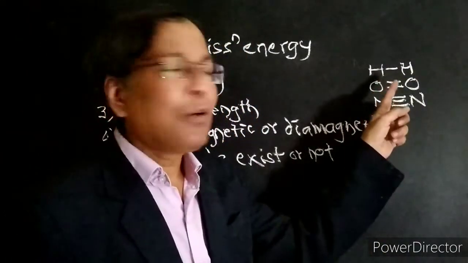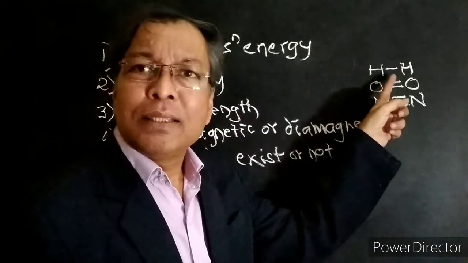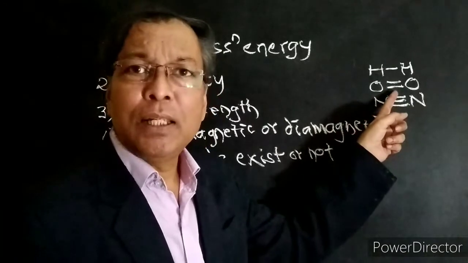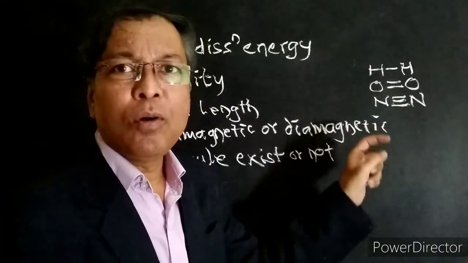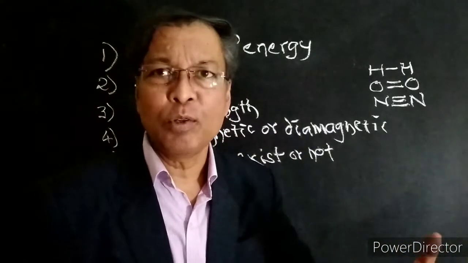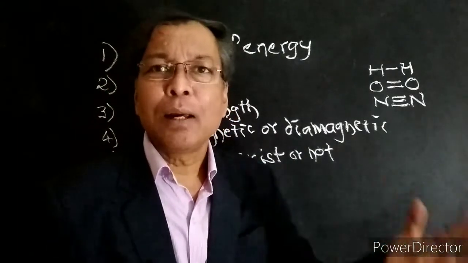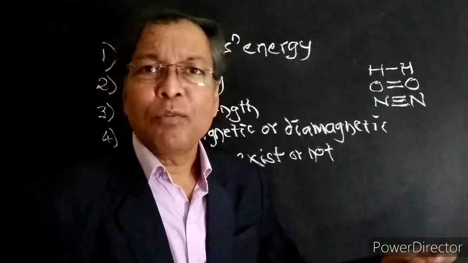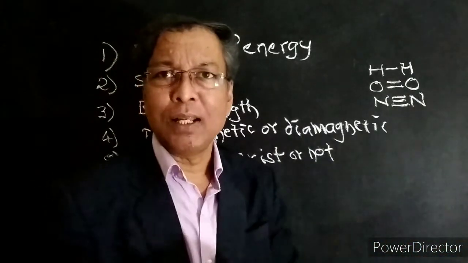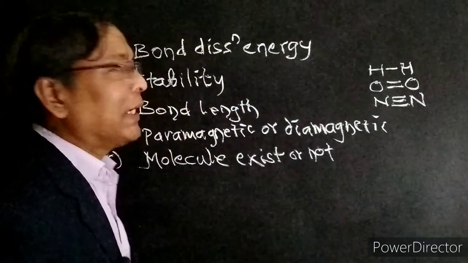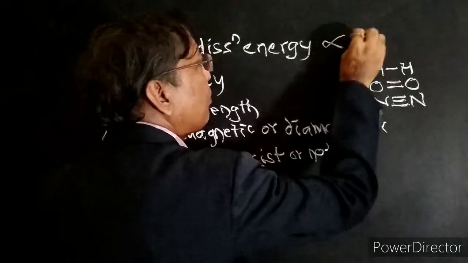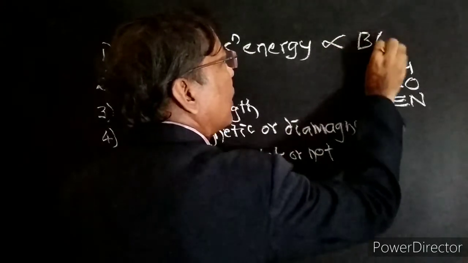The energy required to break the single bond is less as compared to the energy required to break the double bond, and the energy needed to break the triple bond will obviously be more than the double and single bond. Therefore, as the bond order increases, bond dissociation energy increases. Therefore, we can write the relation: bond dissociation energy is directly proportional to bond order.